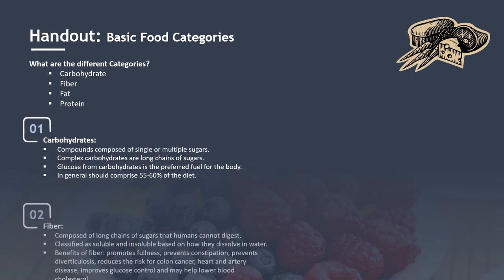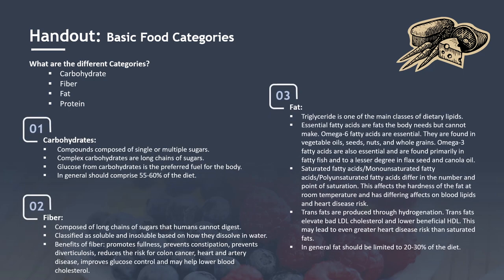Handout, Basic Food Categories. What are the different categories? Carbohydrates, fiber, fat, and protein. 1. Carbohydrates. Compounds composed of single or multiple sugars. Complex carbohydrates are long chains of sugars. Glucose from carbohydrates is the preferred fuel for the body. In general, it should comprise 55 to 60% of the diet.